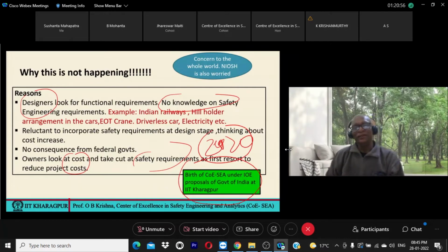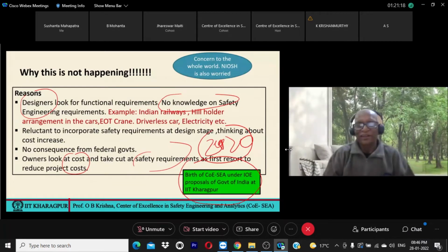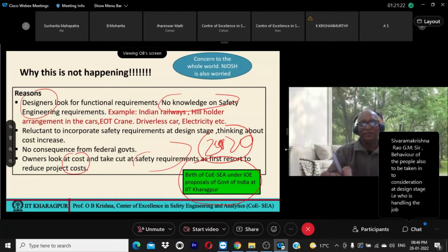Why are designers not really doing it at the design stage? There is one more reason. They don't have knowledge. Mechanical engineers study mechanical engineering. Electrical engineers study electrical engineering. Computer engineering people study computer engineering. There is no input on safety to the students from premier institutes like IITs or MITs.